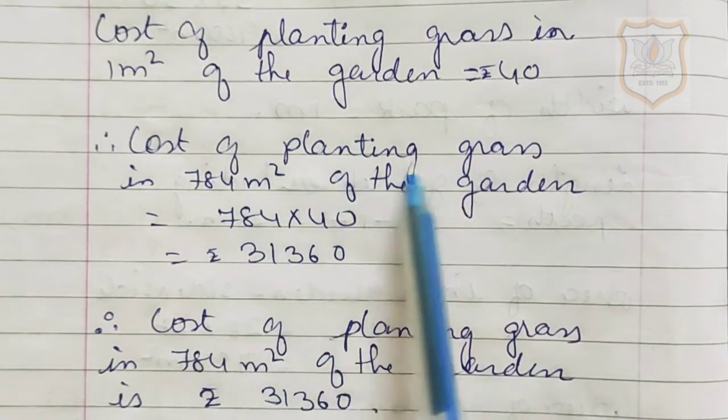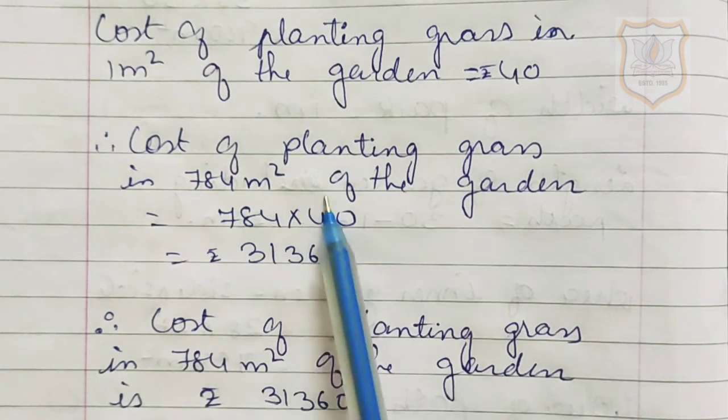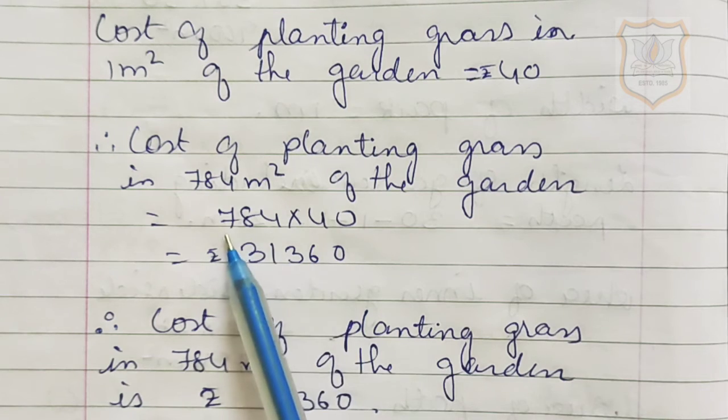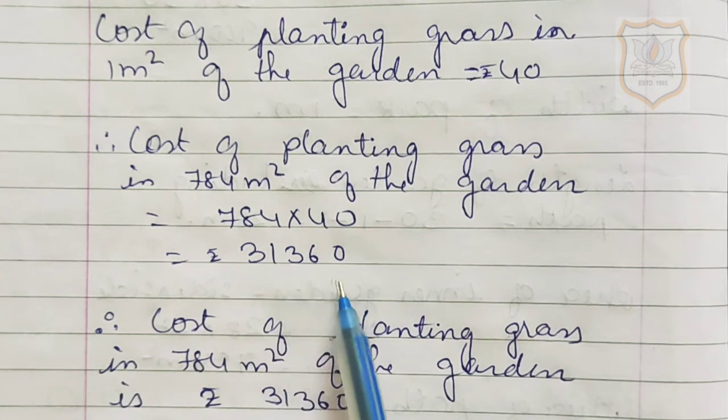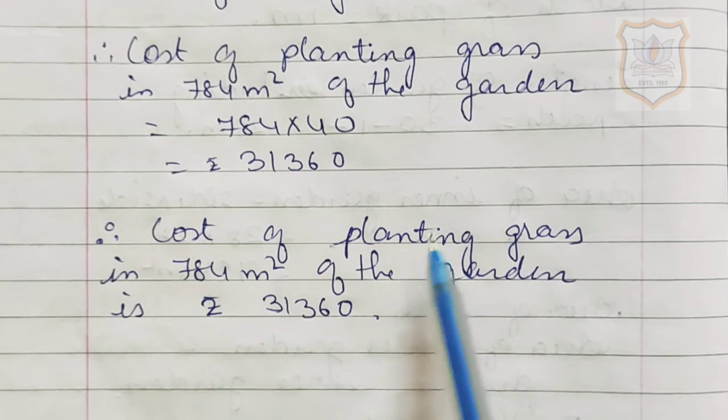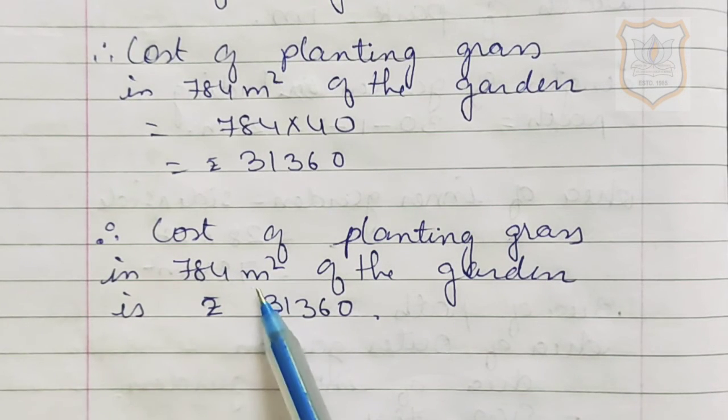So cost of planting the grass in 784 meter square of the garden will be 784 multiplied by 40. By multiplying it we will get 31,360 rupees. Therefore, the cost of planting grass in 784 meter square of the garden is rupees 31,360.